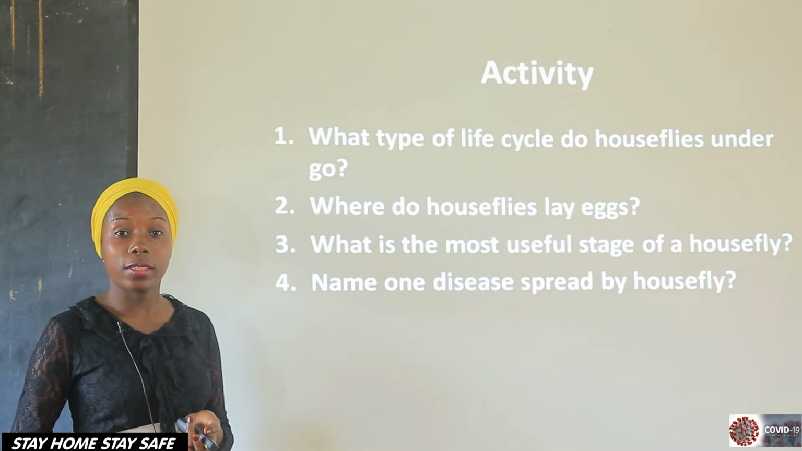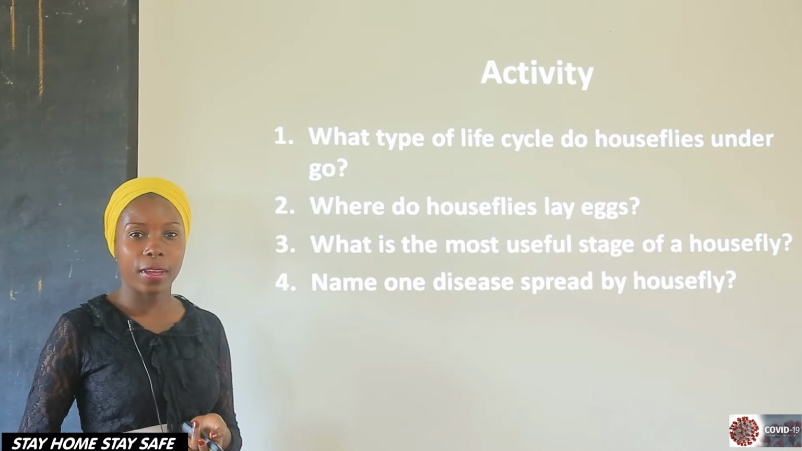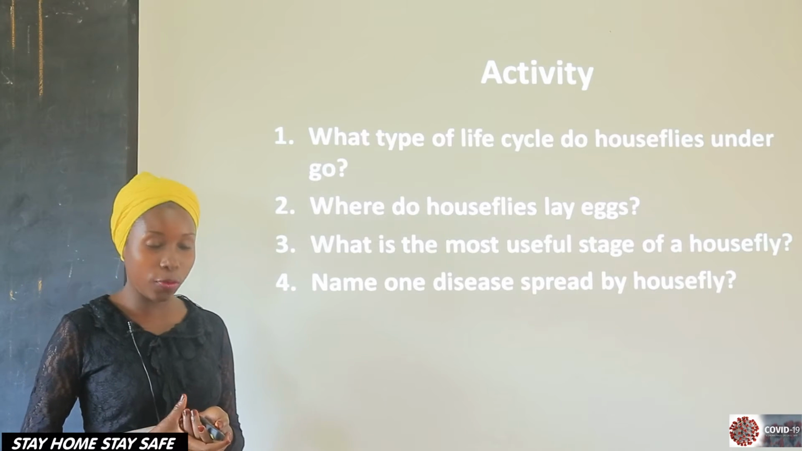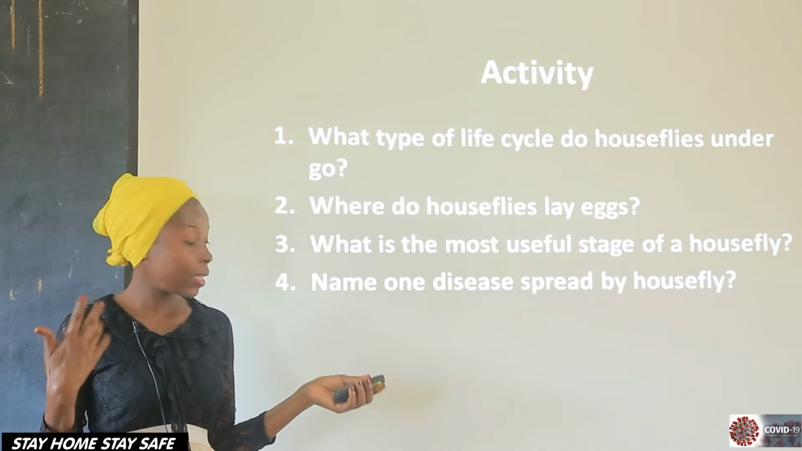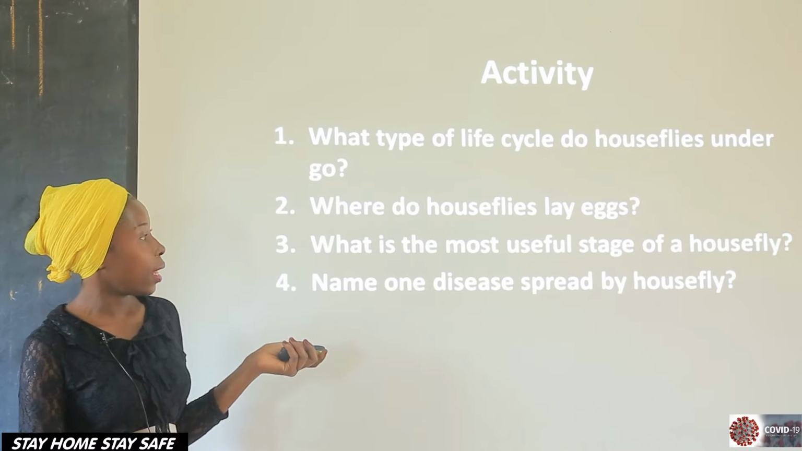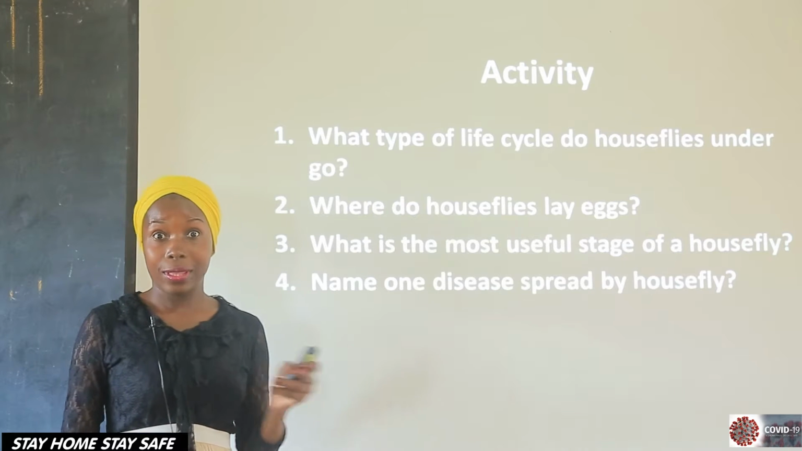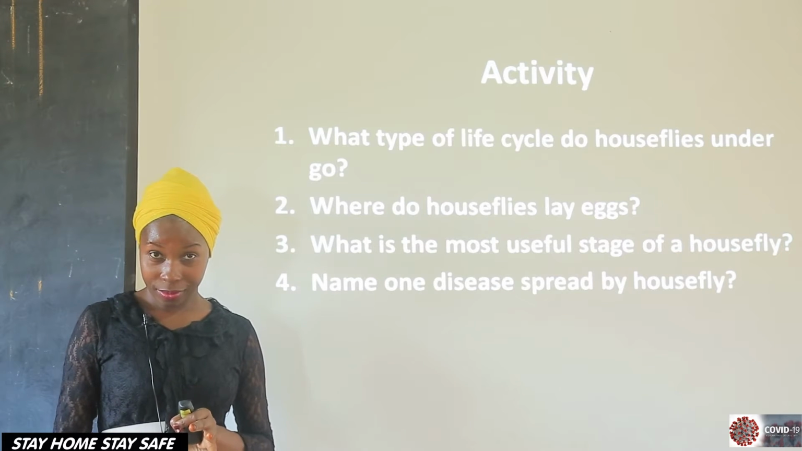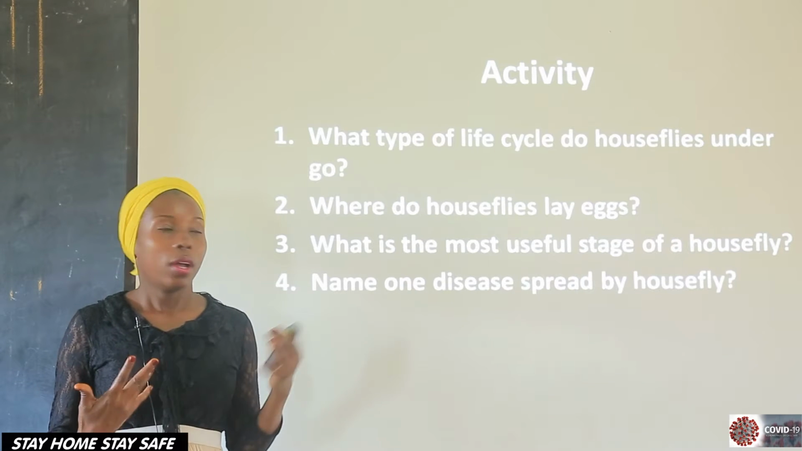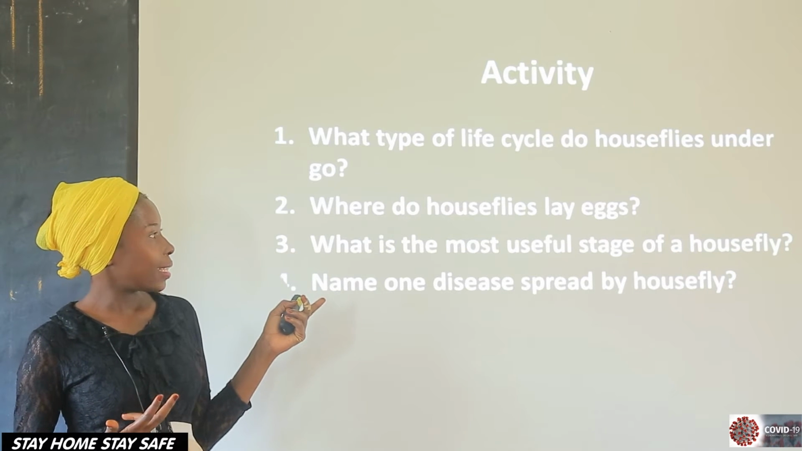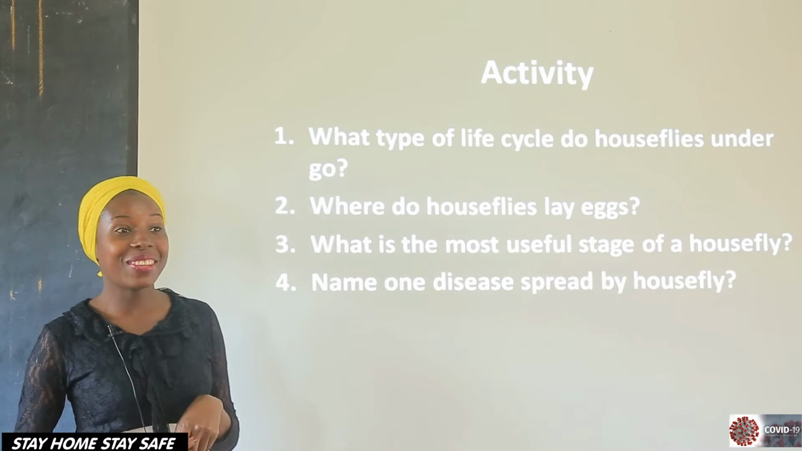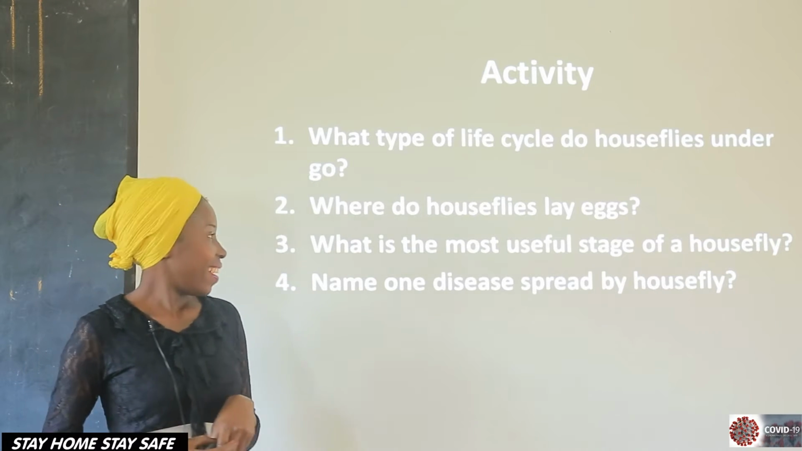What type of a life cycle do houseflies undergo? We said it follows 4 stages of development, and if it's 4 stages of development, of course that is complete. Question number 2: where do houseflies lay eggs? They like dirty places. Your food can be among the dirty places if you leave it open. So, where does it lay eggs? In dirty places. And also in damp places.